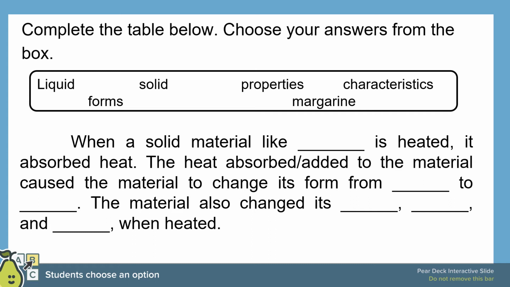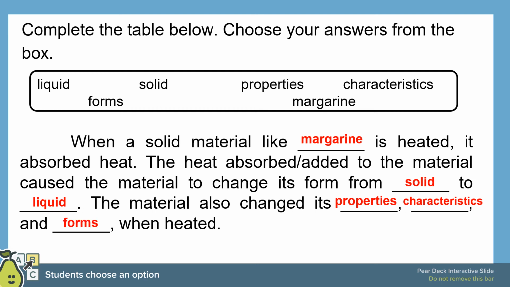When a solid material like margarine is heated, it absorbed heat. The heat absorbed or added to the material caused the material to change its form from solid to liquid. The material also changed its properties, characteristics, and forms when heated. I hope you got it all correct.